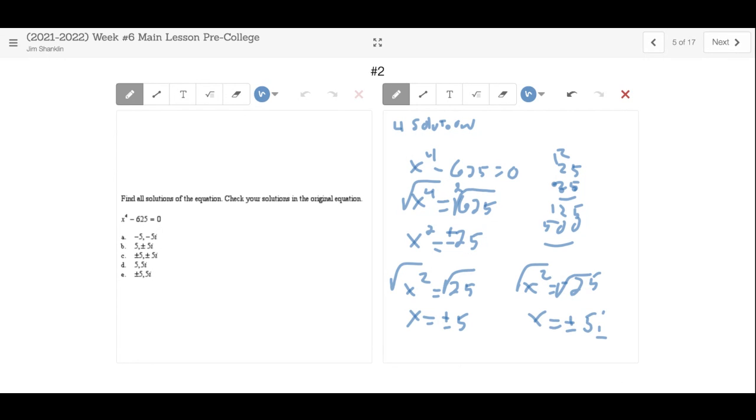So positive 5, negative 5, positive 5i, negative 5i. So it looks like letter C, if I'm not mistaken. And that does give me 4 solutions. And I knew I had to look for 4 solutions because it was x to the 4th power.